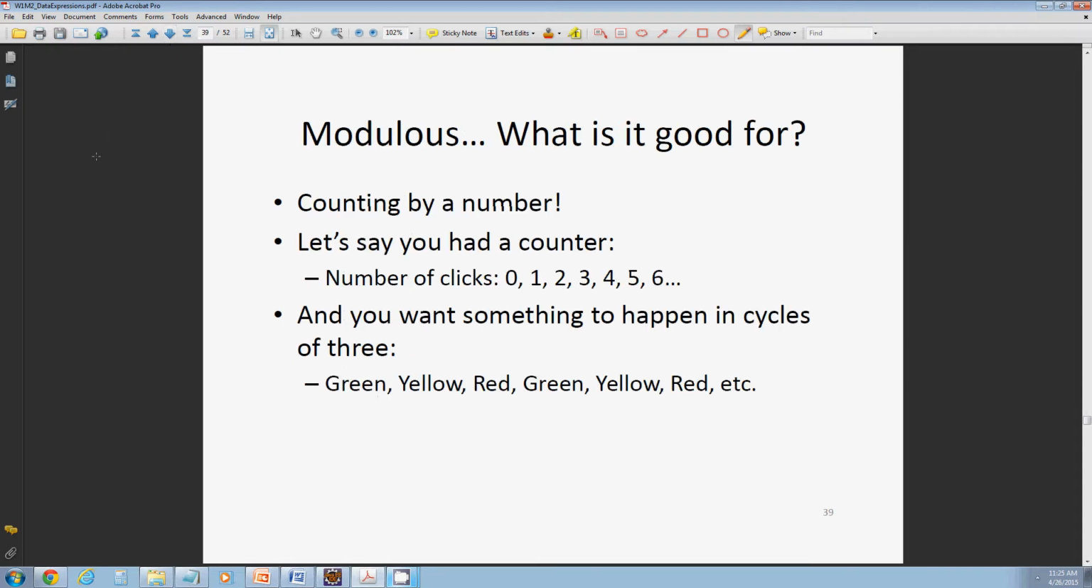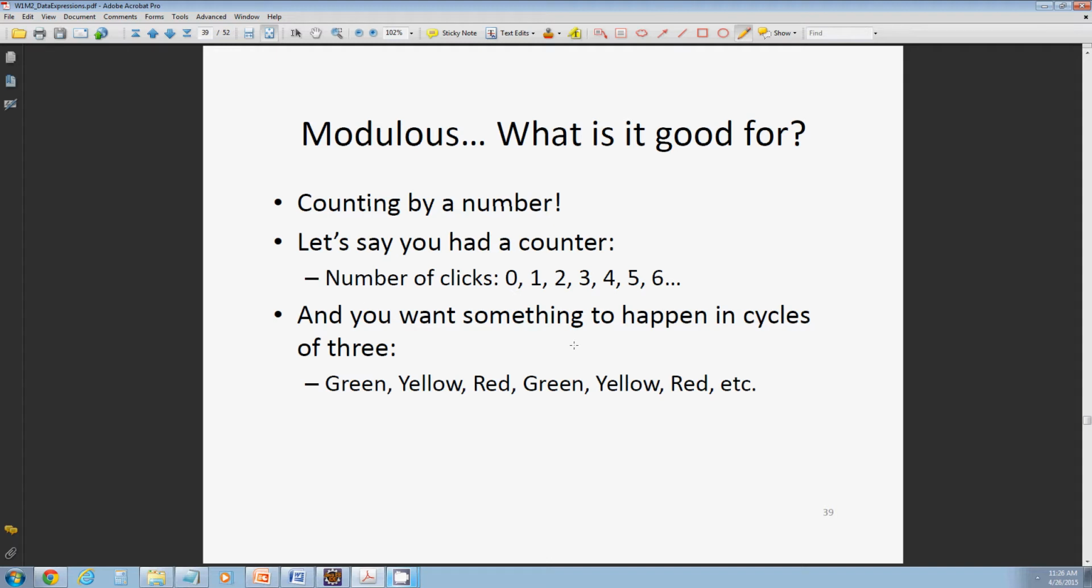So modulus, what's it good for? Well, it's really good for counting by a number. So let's say you have some sort of counter. Let's say you have a GUI program and there's a button and you want to count how many times the user has clicked the button. And let's say you want something to happen in cycles of maybe 3. So let's say, for example, the user is clicking a button, clicking a button, clicking a button, and it's changing a light from green to red to yellow, green to red to yellow, green to red to yellow. So that's a cycle of 3, right? Green, red, yellow, green, red, yellow.